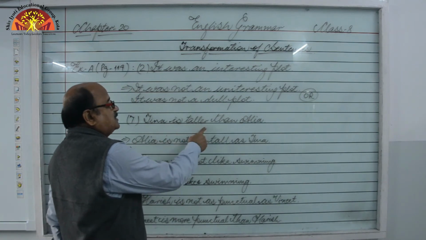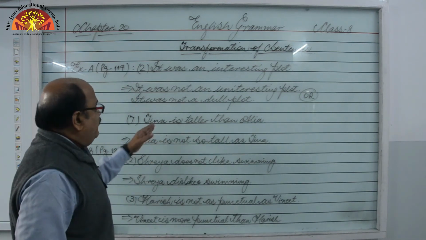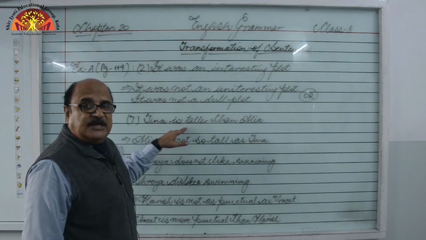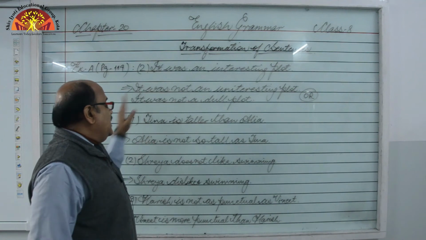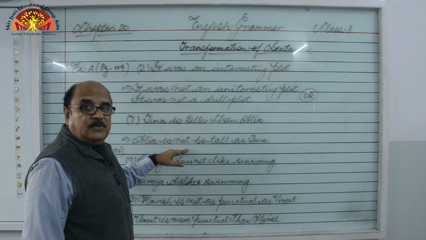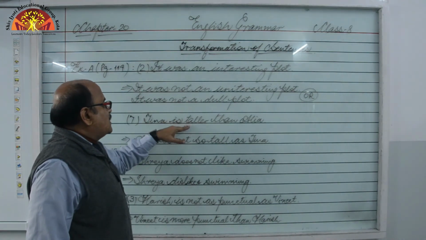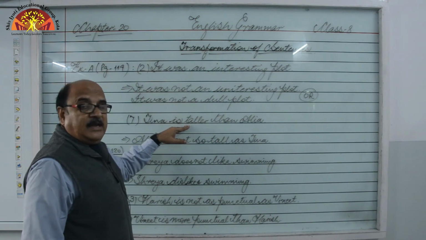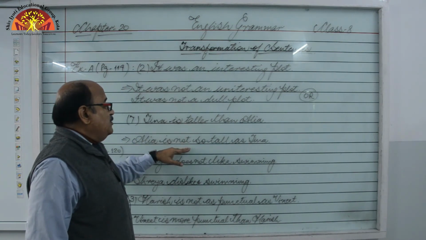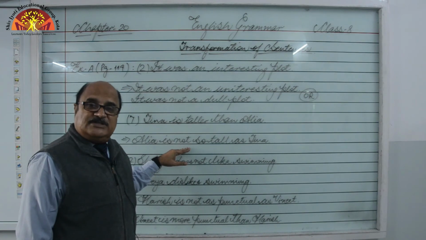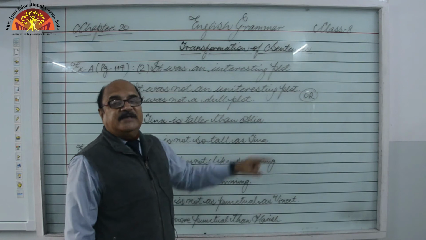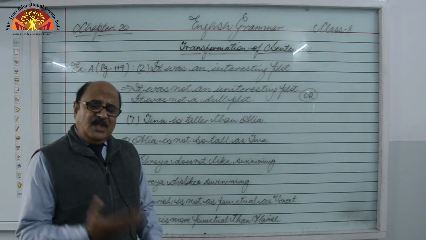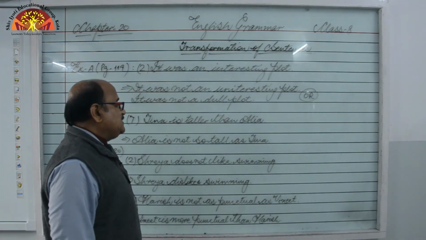So look here, this is comparative degree, and we have to change, this is an affirmative sentence, this is comparative, and we have to change it into negative, right? As soon as a comparative is changed into negative, means not will be there and positive degree of adjective will be used. So Alia is not so tall as Tina.